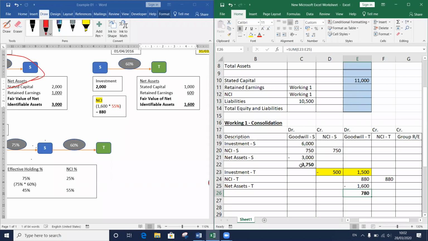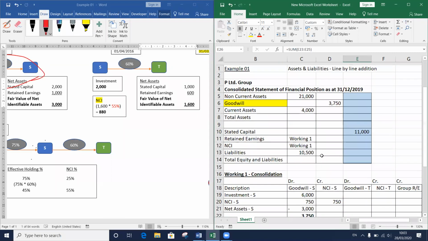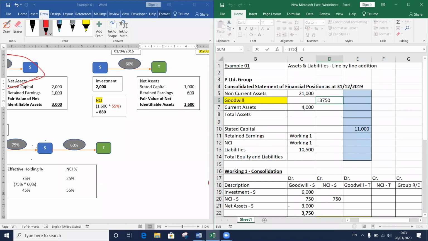We have generated a goodwill of 3750 in this transaction, with regard to this transaction, since S has acquired T, from that we have generated a goodwill of 780 to the group. Group එකට 780ක goodwill එකක් generate වෙලා තියෙනවා, right? 3750 from the acquisition of S and another 780 from the acquisition of T. Right.